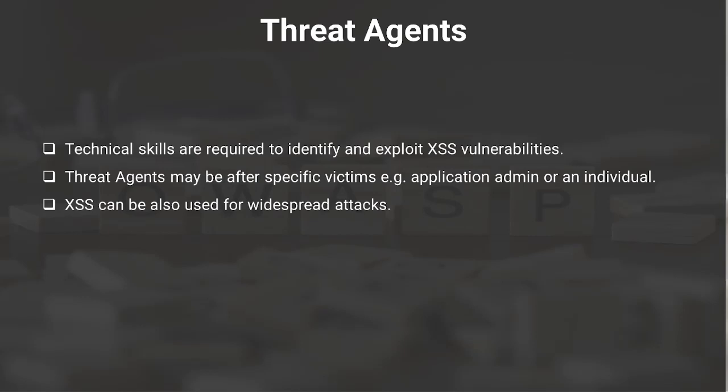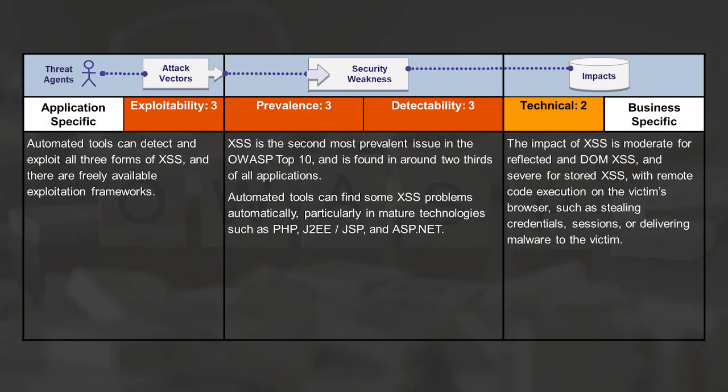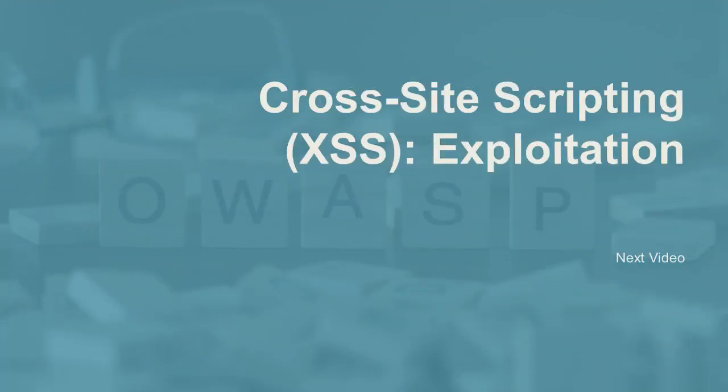To identify threat agents, consider who may want to gain control over your application, how sensitive the information your application manages is, and who may want to access it. You'll find this table in the OWASP Top 10. Pause the video and take your time to carefully read it. In the next part, we will exploit XSS on our intentionally vulnerable application.